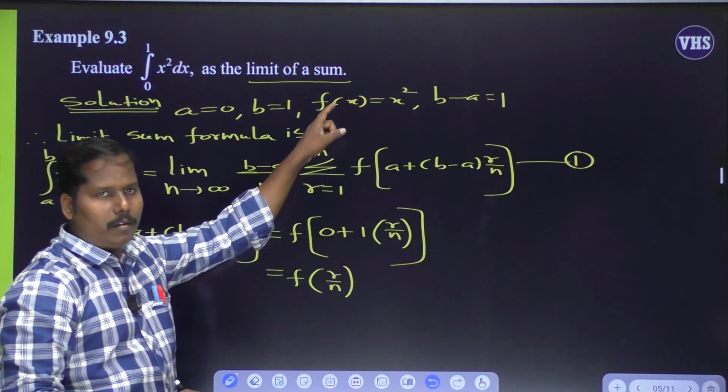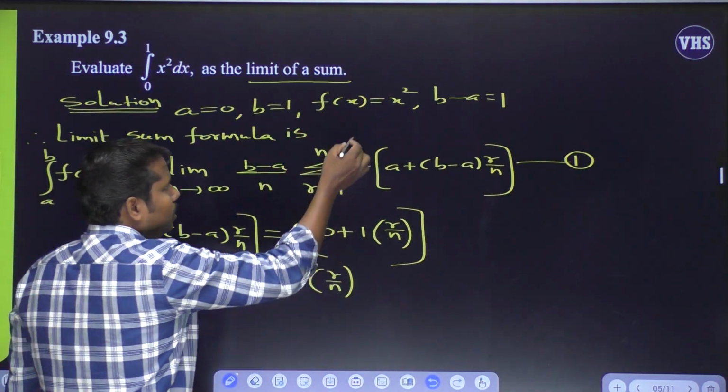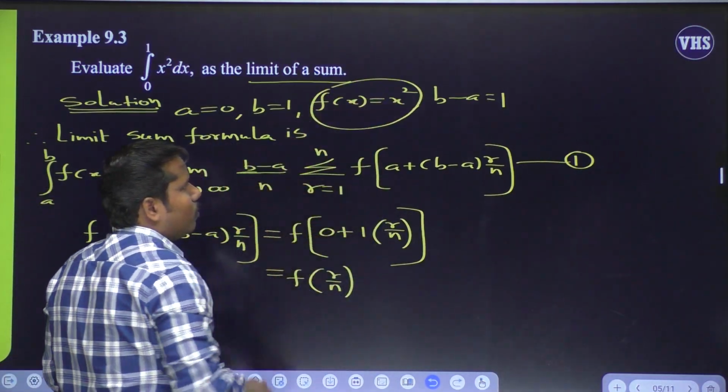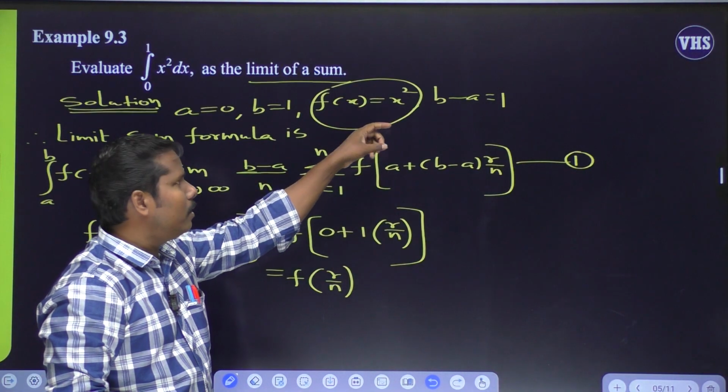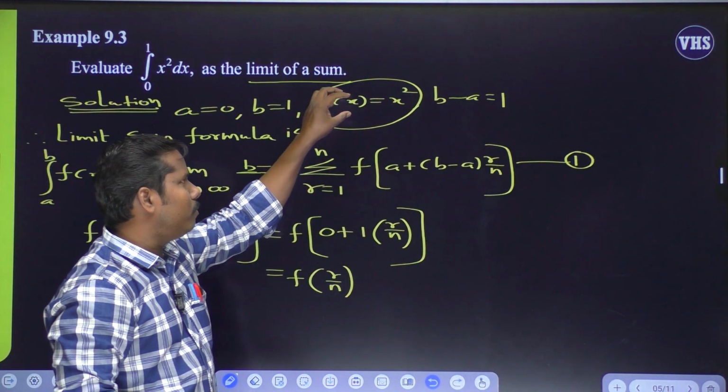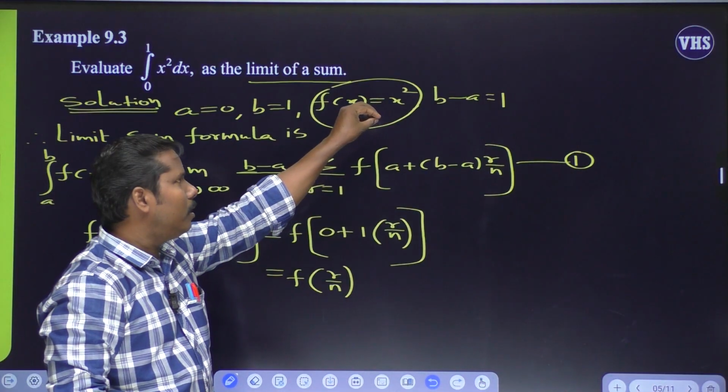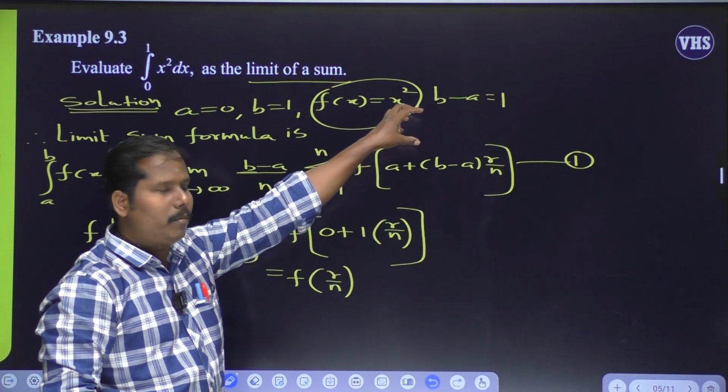Now we should utilize the given function to get the output. What is the given function there? X squared. Whatever the input you give, the output will be the square of it. 1 means 1 square will come up. 2 means 2 square will come up. 10 means 10 square will come up.